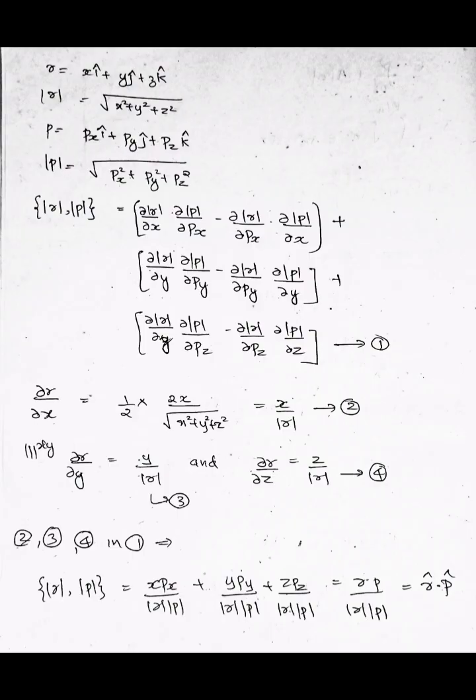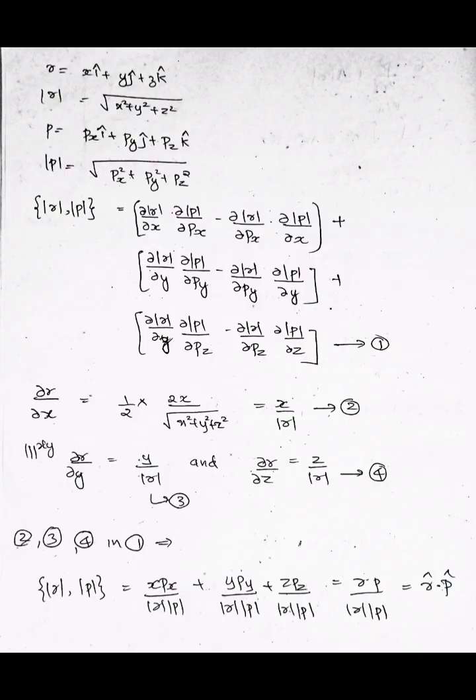Then the Poisson bracket of r comma p is equal to ∂r/∂x into ∂p/∂px minus ∂r/∂px into ∂p/∂x plus ∂r/∂y into ∂p/∂py minus ∂r/∂py into ∂p/∂y plus ∂r/∂z into ∂p/∂pz minus ∂r/∂pz into ∂p/∂z. This is equation number 1. Here the variables are x, px, y, py, z, pz.